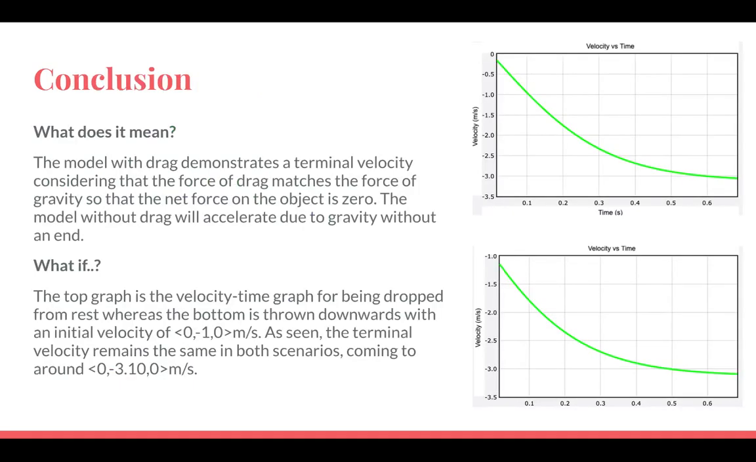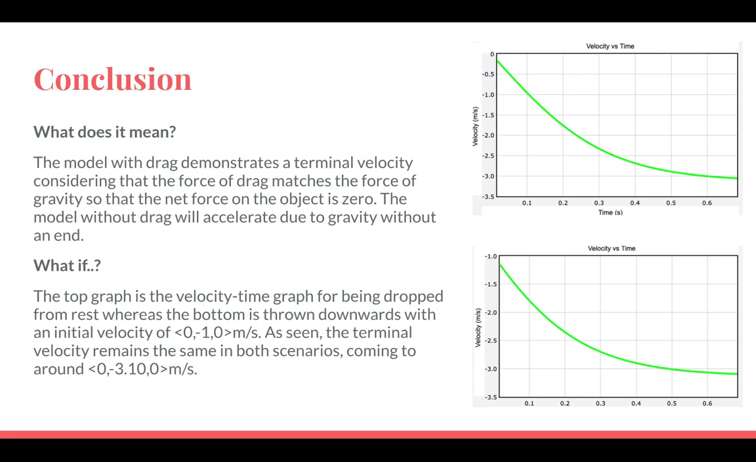In conclusion, what does it mean? The model with drag demonstrates a terminal velocity, considering that the force of drag matches the force of gravity so that the net force on the object is 0. The model without drag will accelerate due to gravity without an end.